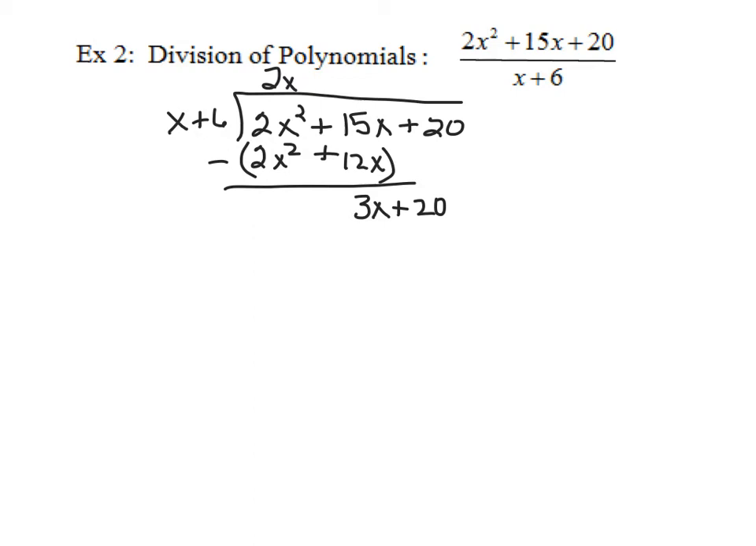Divide again, so 3x divided by x is 3. So you can again see why it really doesn't matter where I'm putting those terms on top here. I could have started over here and it doesn't matter at all with polynomials. 3 times x is giving me 3x. 3 times 6 is giving me plus 18. So when I do this subtraction, I'm getting a remainder of 2.